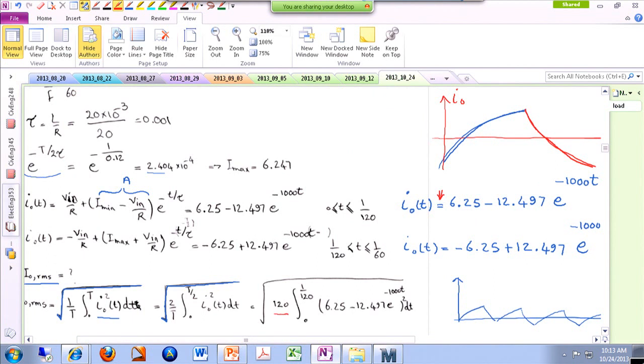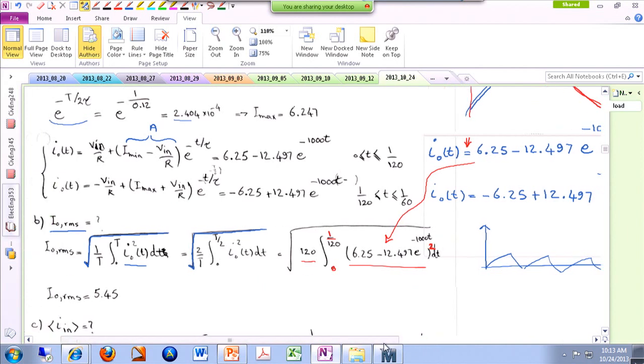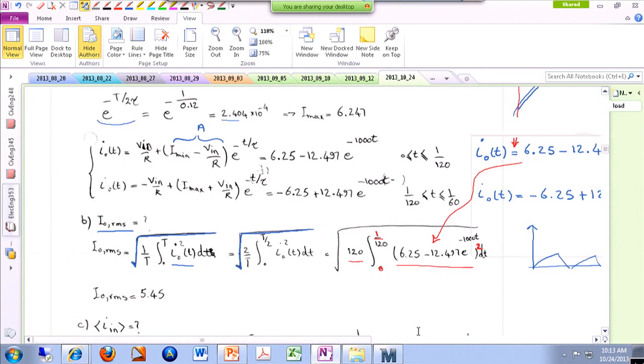1 over T over 2, which is 2 over T basically, integration from 0 to T over 2, and this is the expression that we had up here. Basically, it's coming from here, and then remember there is a power of 2 over here, so you have to multiply the signal by itself. I haven't really done the details over here, but as it turns out, the RMS value is 5.45 amperes. All right, so this is the RMS value of the output current.